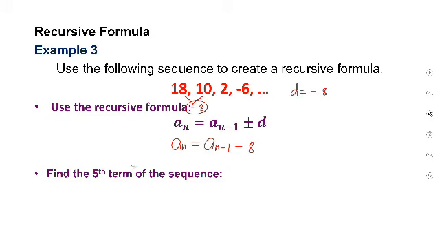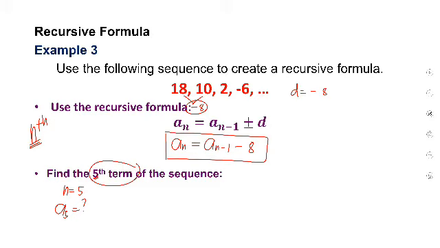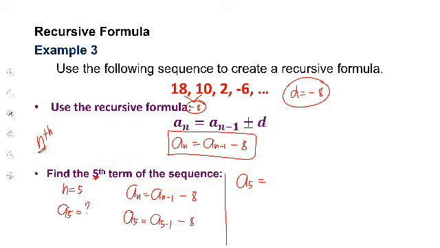After that, we will look for the 5th term. Remember, if you're looking for the nth term, whatever the position of the term is will be the value of your n. So here, n is equal to 5, and we are looking for a sub 5. Using our formula, a sub n is equal to a sub n minus 1 minus 8, we substitute the value for n. So a sub 5 is equal to a sub 5 minus 1 minus 8. Let's continue here. A sub 5 is equal to a sub 4 minus 8.